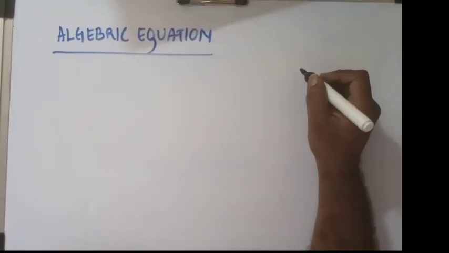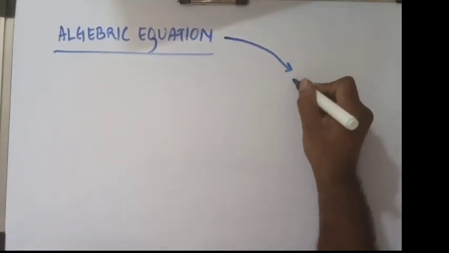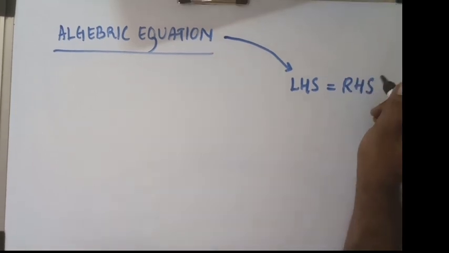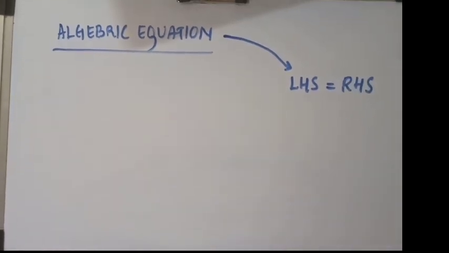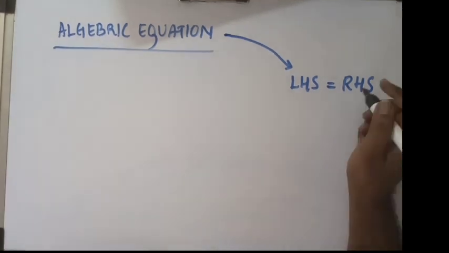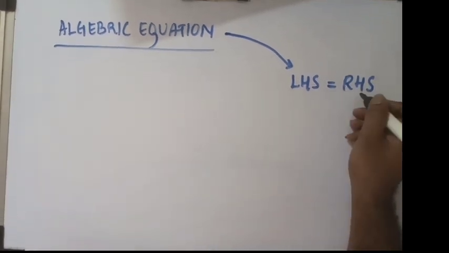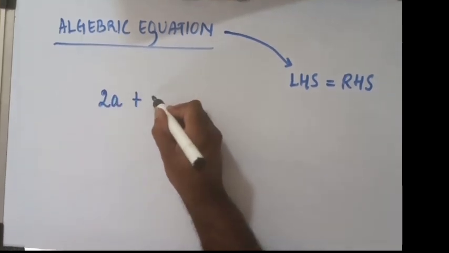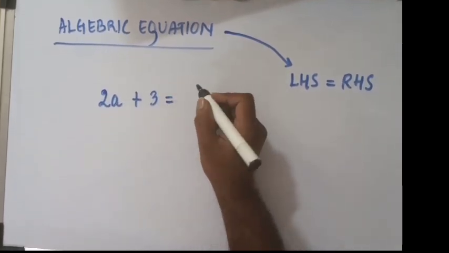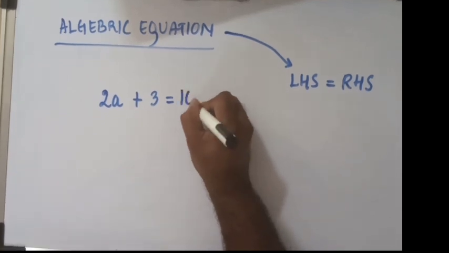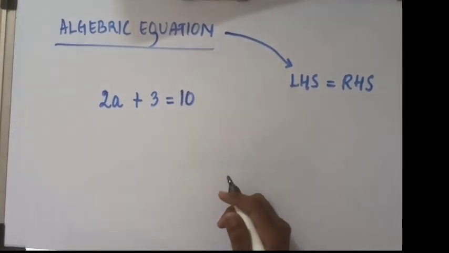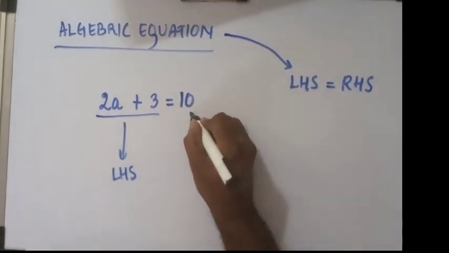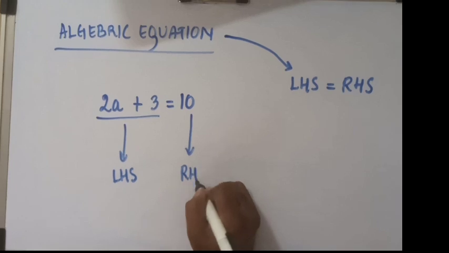An algebraic equation is an algebraic mathematical statement where LHS is equal to RHS. For example, say 2a plus 3 equals 10. This is an algebraic equation where this LHS will be equal to this RHS.